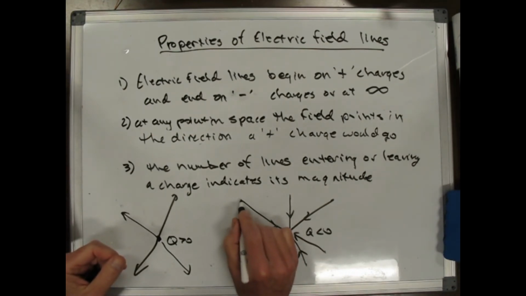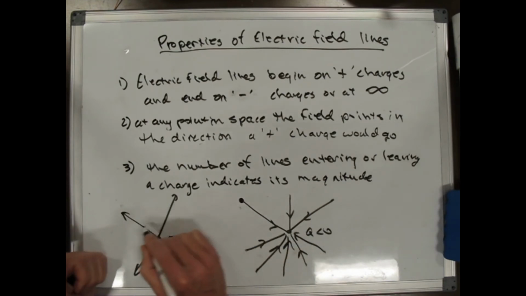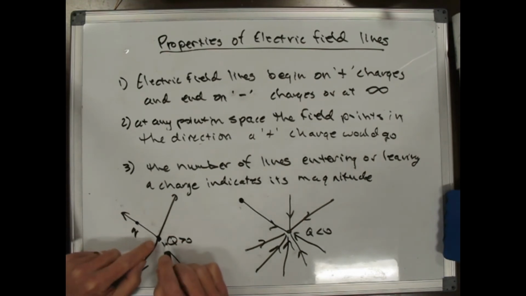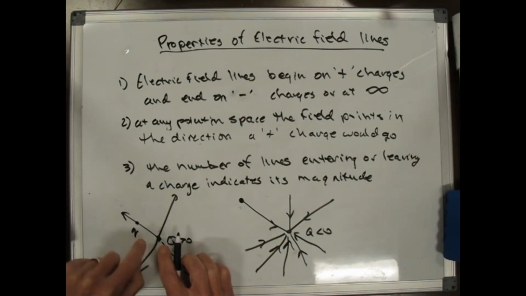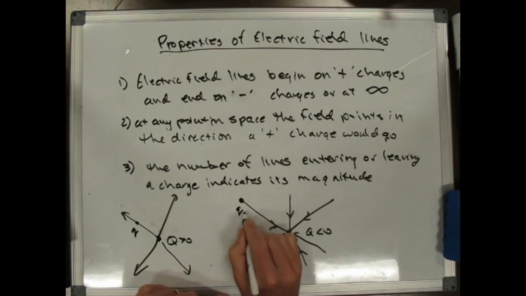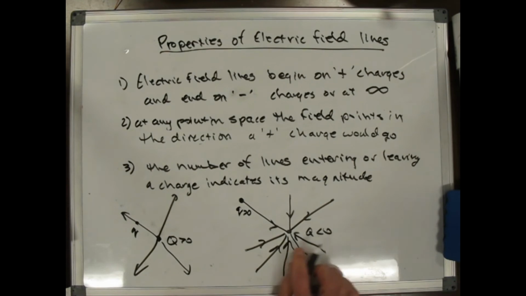At any point in space, the field points in the direction a positive charge would go. And so if I were to put a charge here, the charge would go that way, and so the field points that way. If I put a charge over here, the field points that way, the positive charge will go this way. These are consistent remarks. If I put a little test charge Q here, it's going to be repelled by this guy, and so it's going to move away. The field points in the direction a positive charge would move. Same thing here. If this is a little test charge Q greater than 0, it's going to move towards this negative charge that's nearby.